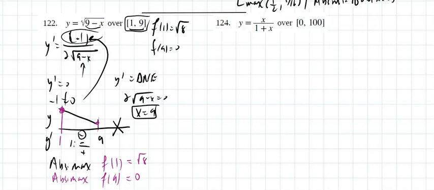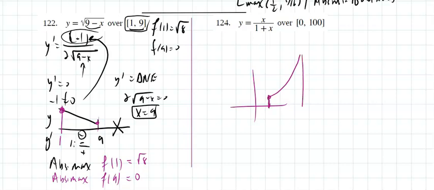Again, if you have a function that's always increasing, so let's say, I'm going to erase this. Let's say you're looking at a function that's always increasing. Then the left endpoint is the absolute minimum, and the right endpoint is the absolute maximum, like an exponential, for example. Okay, we get to this problem.